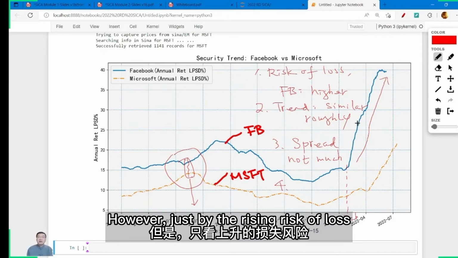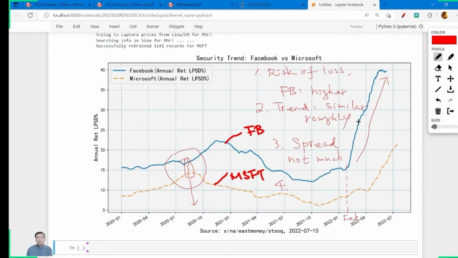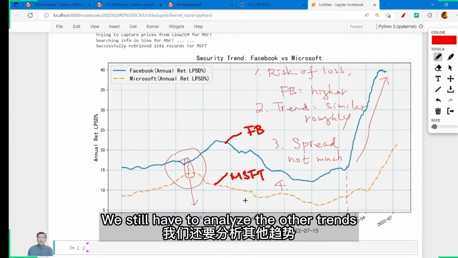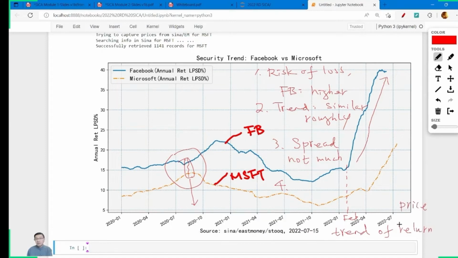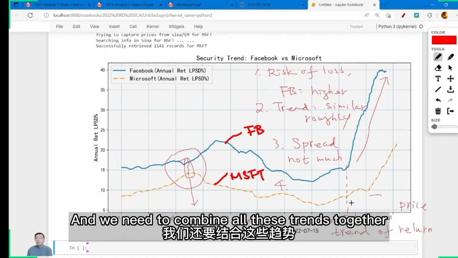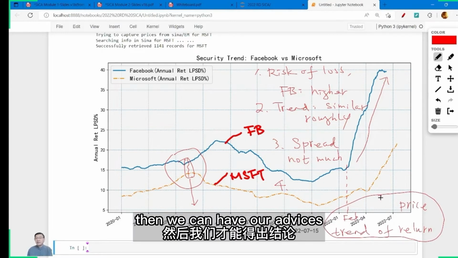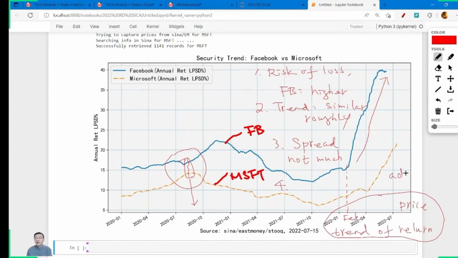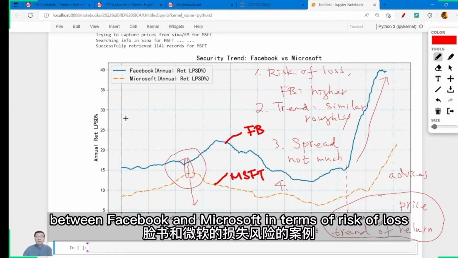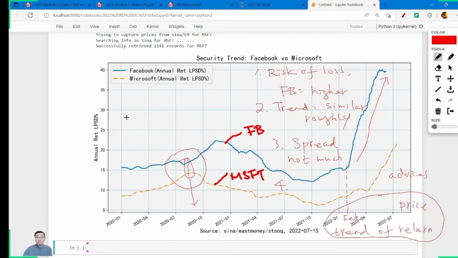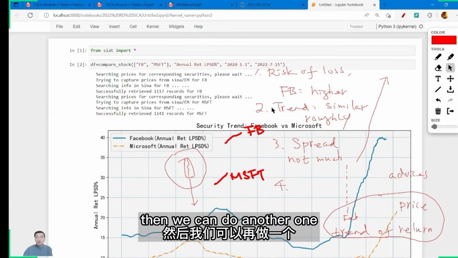However, just the rising risk of loss is not enough. We still have to analyze the other trends, such as return, such as stock price. And we need to combine all these trends together. Then we can have our advice. This is the case study between Facebook and Microsoft in terms of risk of loss. Then we can do another one.